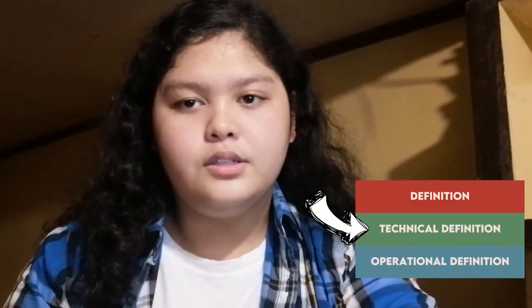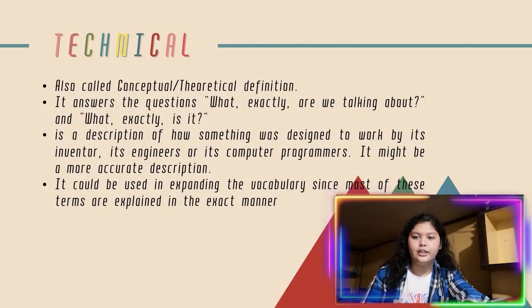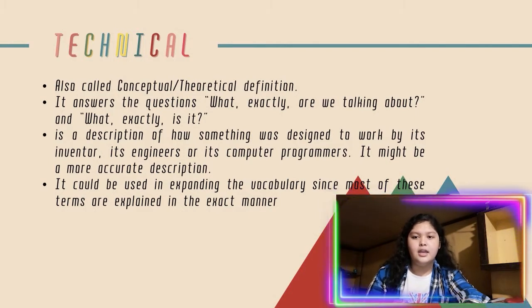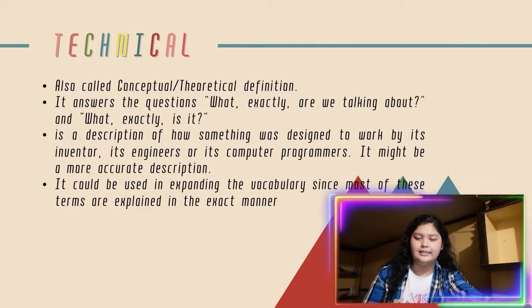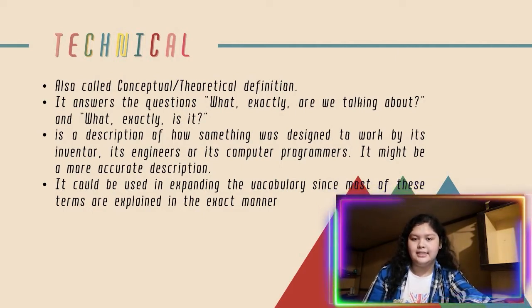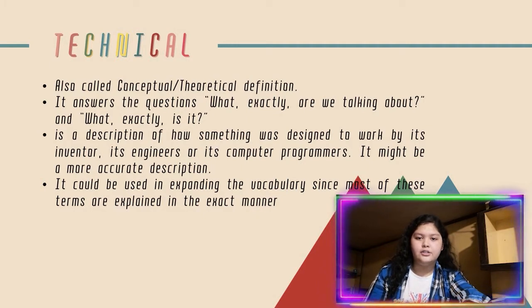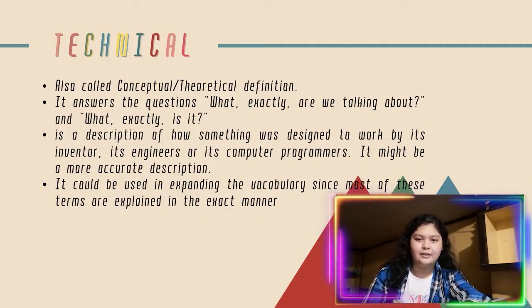Before we move on to the two types of definitions, I just want to say that there is a thin line or thin border between technical and operational definitions. But let me discuss technical definition first. So, technical definition is also called conceptual or theoretical definition. It uses the universal meaning, or the meaning that everyone knows and understands. These definitions can be seen in books, articles, journals, and of course, dictionaries.